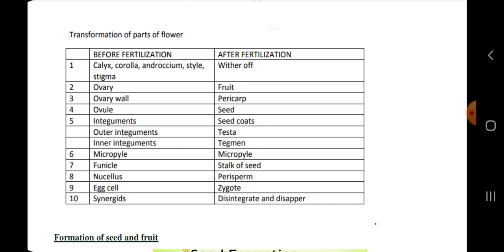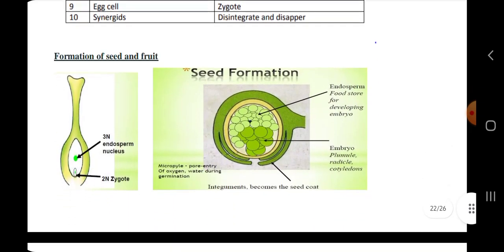outer integument becomes testa, inner integument becomes tegmen, micropyle remains as micropyle, funicle becomes the stalk of the seed, nucellus becomes perisperm, egg cell becomes zygote, and synergids disintegrate and disappear. Then formation of seed and fruit.